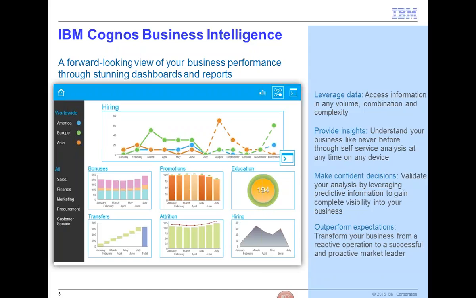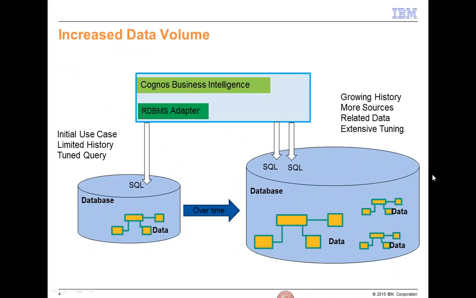Now, using Cognos BI, businesses are able to gain insights from their data, get a better understanding of business performance, and leverage predictive information to make confident decisions and to improve business operations and results, right? So you could have a really nice reporting application, but what is the point of it if you cannot trust your data, or if your data is not reaching you in time?